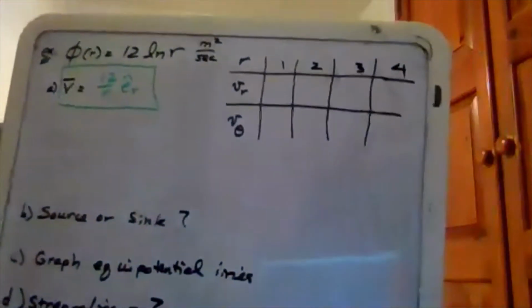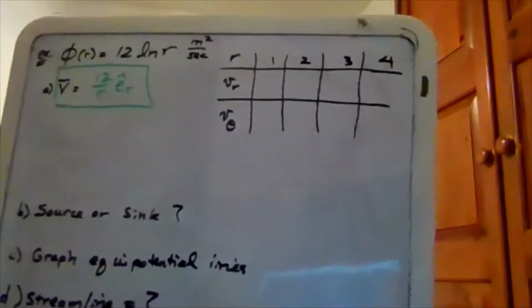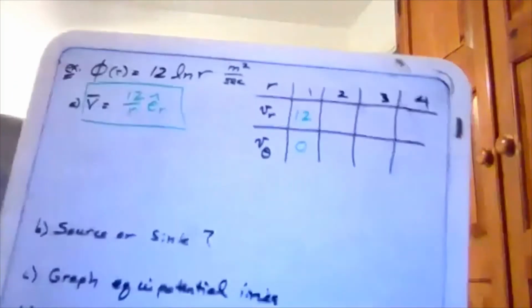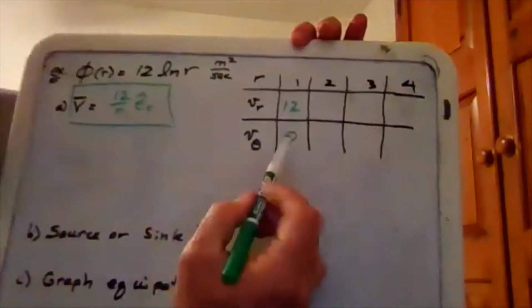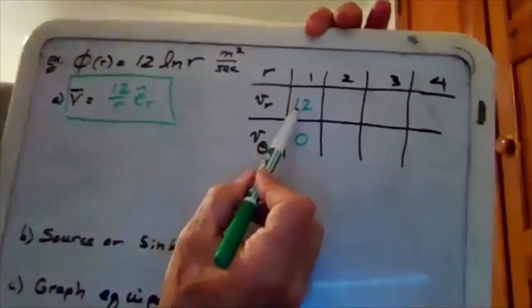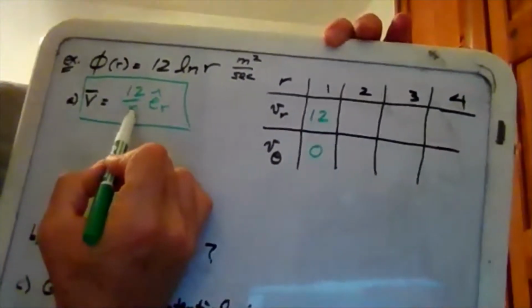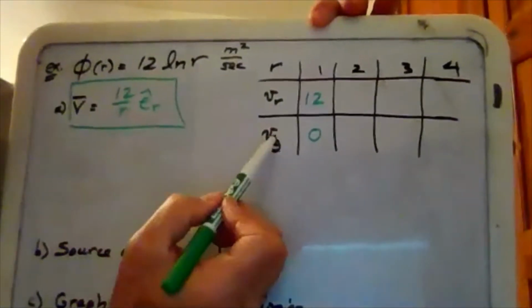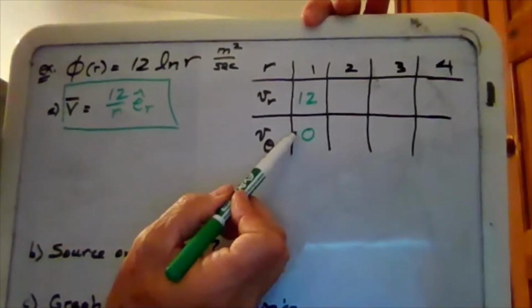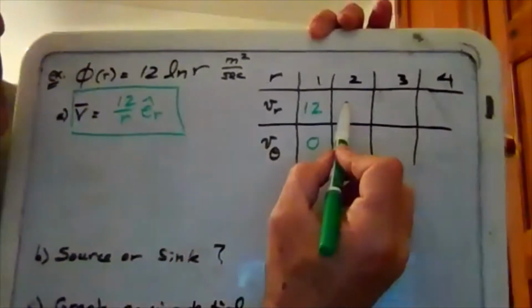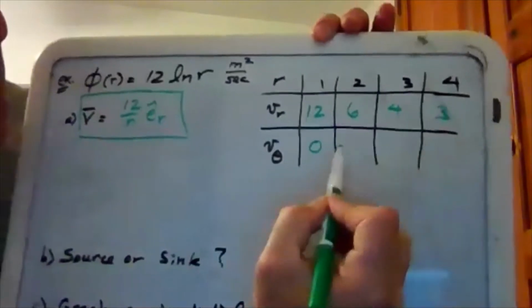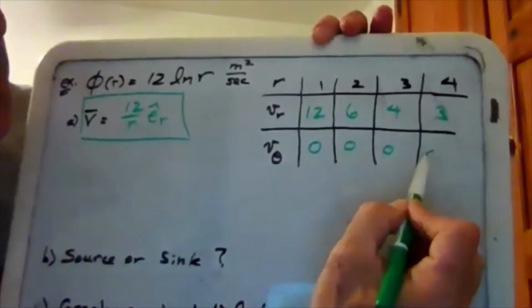Okay, really quickly, why don't you go ahead and fill in that chart, and I'll get it up there in just a second. Okay, there's our first radius. At a radius of 1, the velocity in the radial direction is just going to be 12, and there's no tangential velocity, so it'll be 0. And you can fill in the rest of these. This is going to be 6, this is going to be 4, this is going to be 3, and they're always going to be 0, 0, 0.